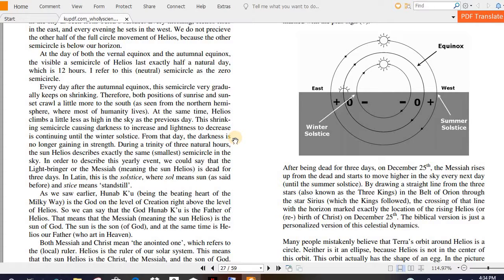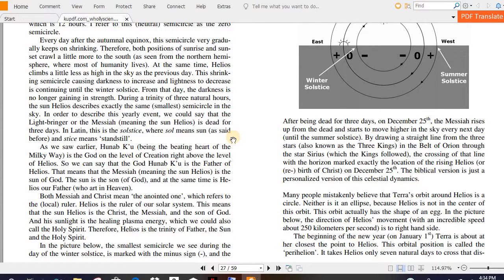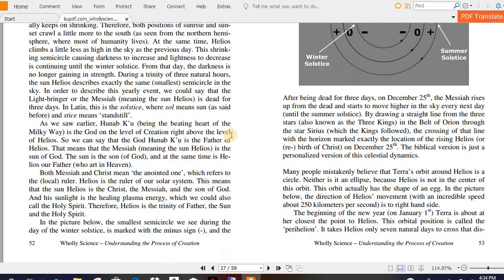So both Messiah and Christ mean the anointed one, which refers to the local ruler. Helios is the local ruler of our solar system. This means that the sun Helios is the Christ, the Messiah, and the Son of God. And his sunlight is the healing plasma energy, which we could also call the Holy Spirit. Therefore, Helios is the trinity of Father, Son, and Holy Spirit.